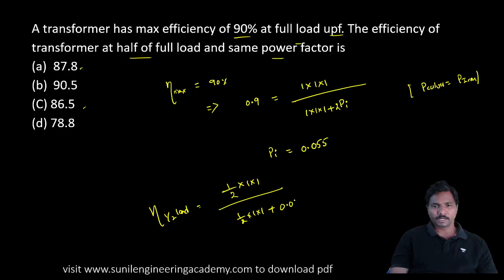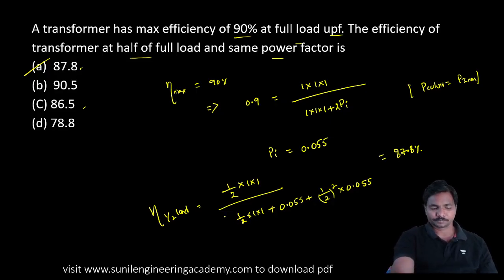Here, iron losses are constant at any load. Copper losses at half of the load are half square into full load copper loss, plus 0.055. Okay. So if you calculate, you will get approximately 87.8%. So the answer is this option. Later you can calculate this one by using your calculator.